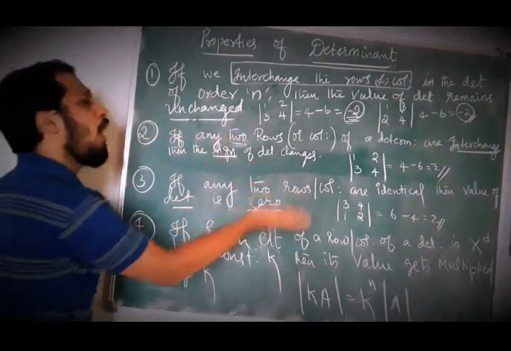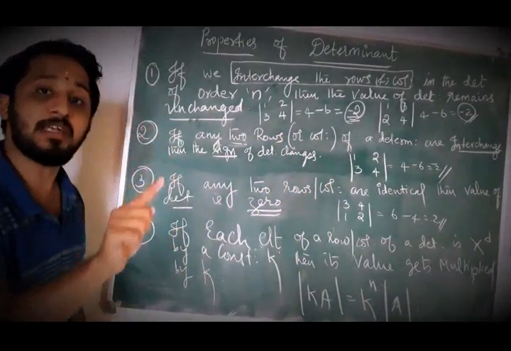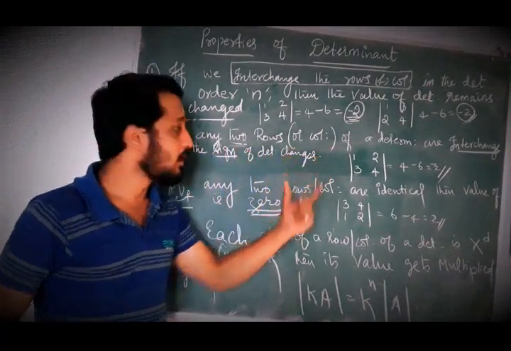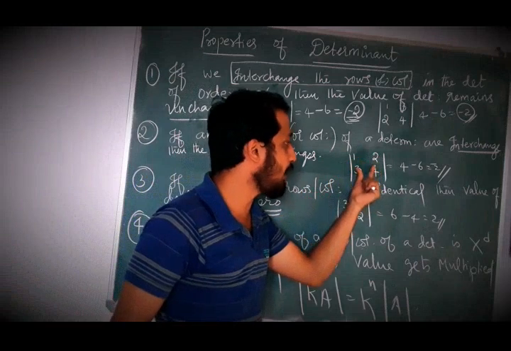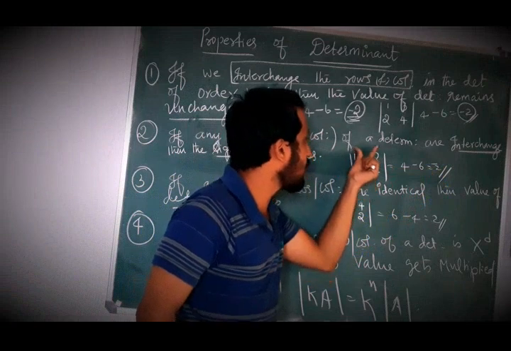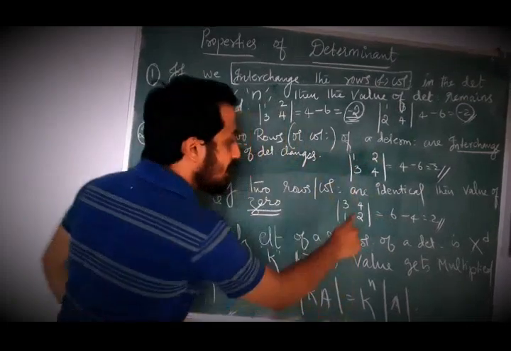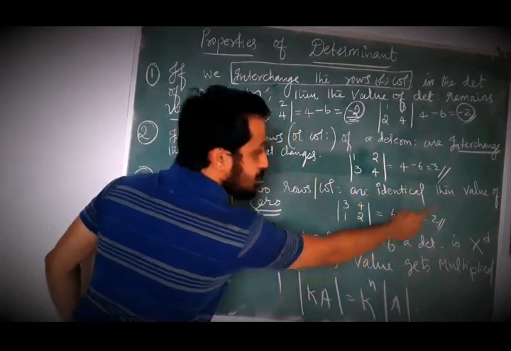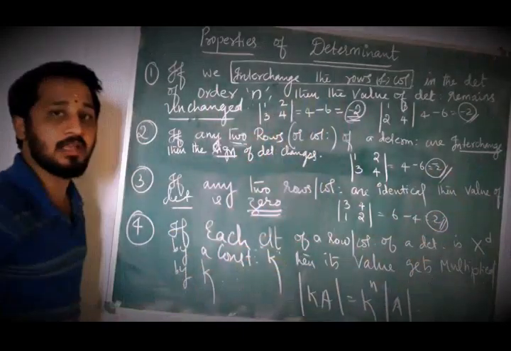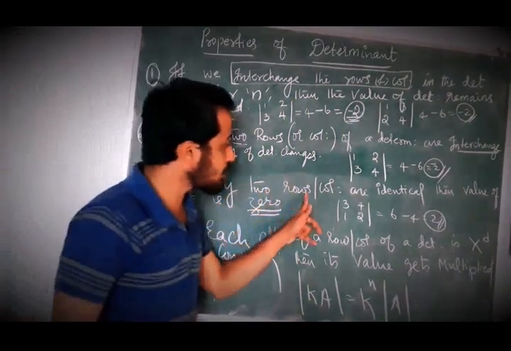If any 2 rows or columns of a determinant are interchanged, then the sign of the determinant changes. So first I have the matrix 1, 2, 3, 4, and I find one value, that is minus 2. I interchange the rows: the first row I write as the second row's elements and the second row as the first row's elements. That means interchanging R1 and R2, that is 3, 4, 1, 2. You will get 6 minus 4, that is 2. Here it is a positive number, here it is a negative number, so only the sign changes. Is it clear?